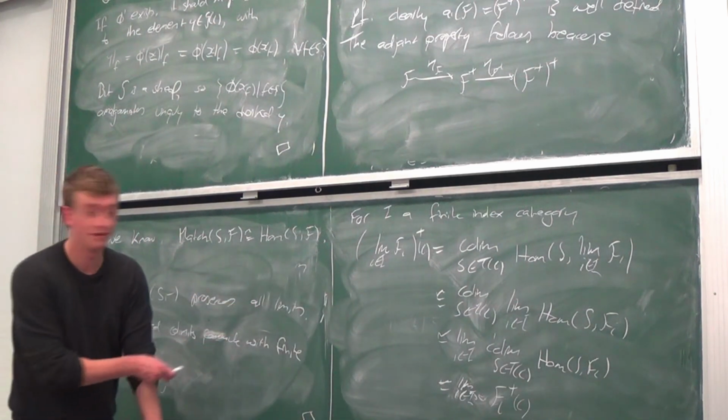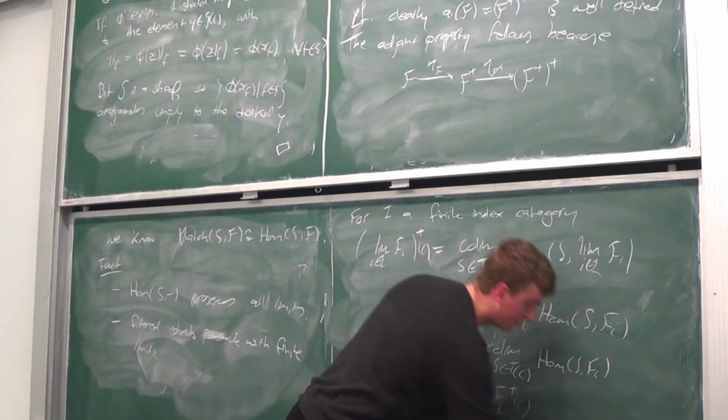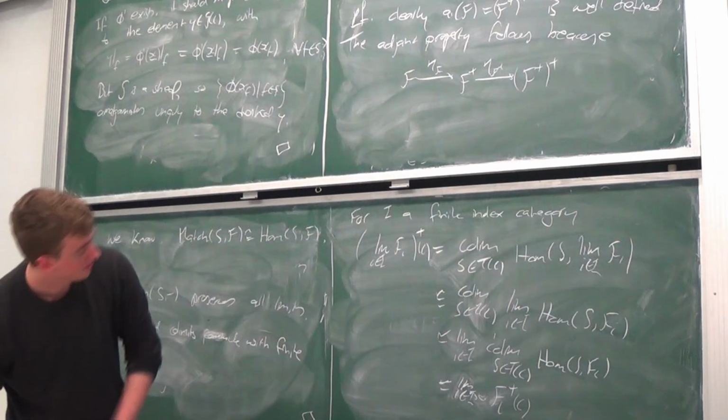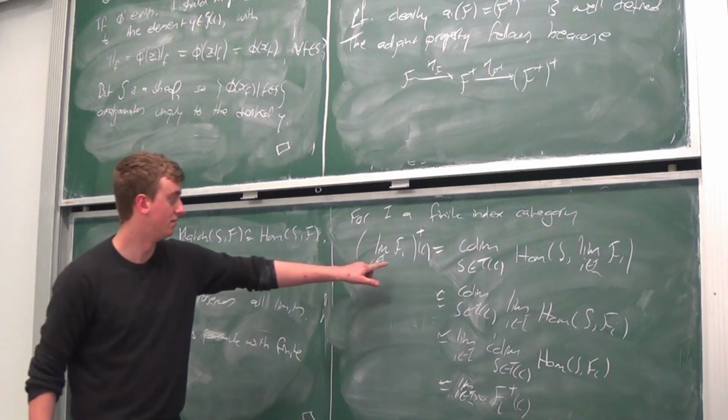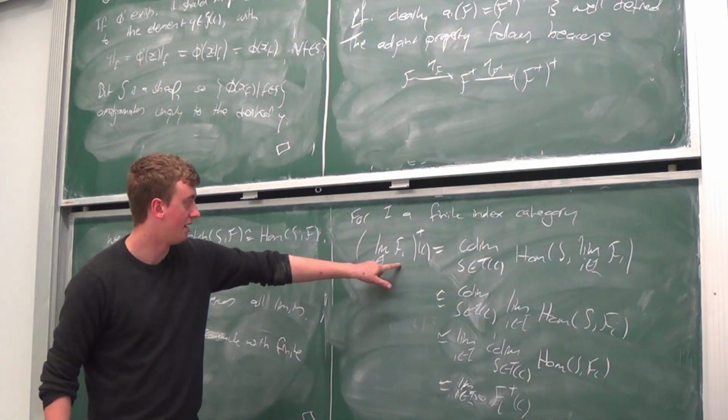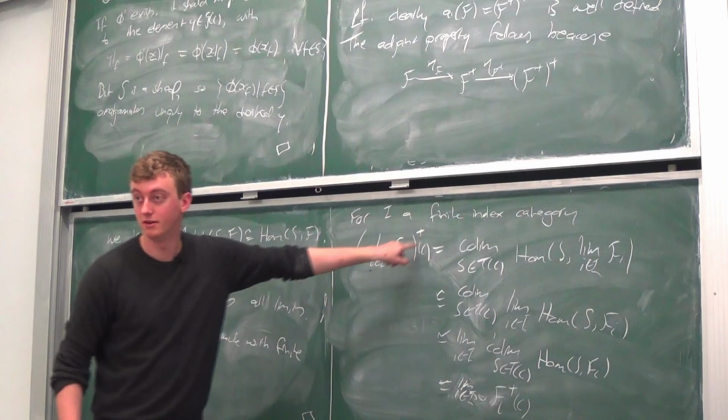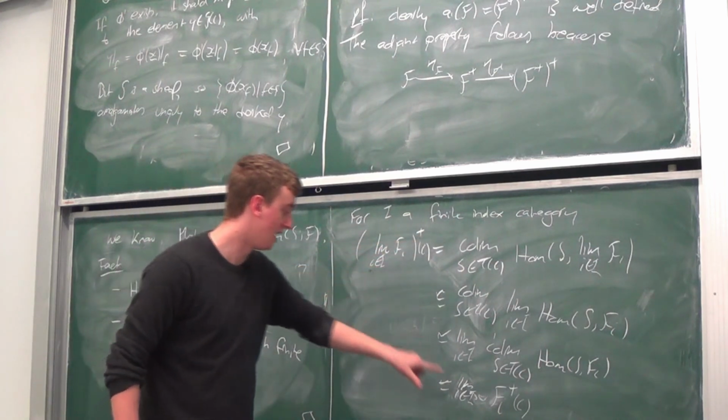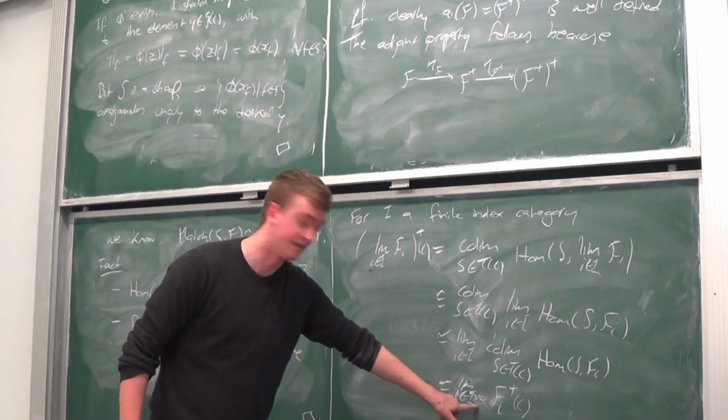This shows that taking finite limits of presheaves and then applying the plus construction is the same as applying the plus construction and then taking a finite limit.